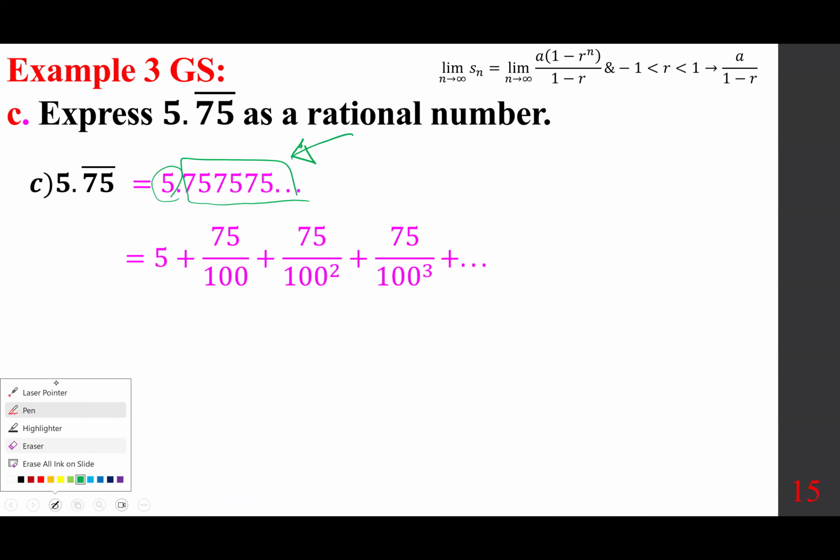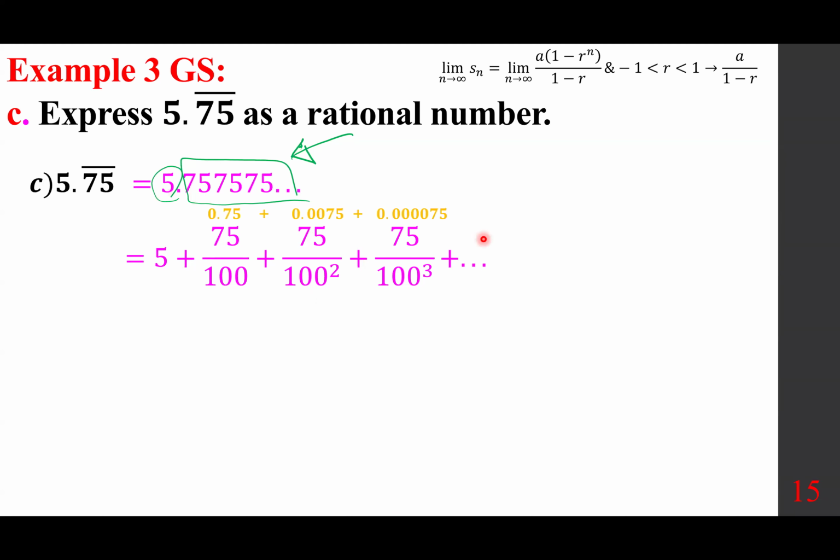Now, if you write it as a fraction, everybody, this is 0.75, or 75 over 100. This is 0.0075, or 75 over 10,000, or 100 squared. So I'm going to write both of them, okay? And this is the part we're going to figure out, and we're going to add to 5.